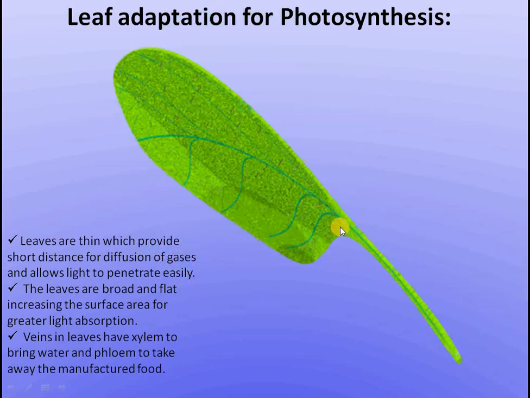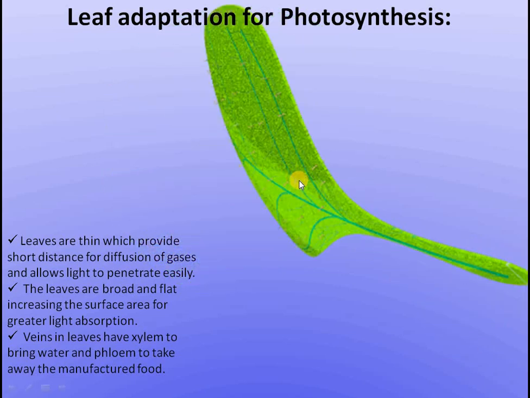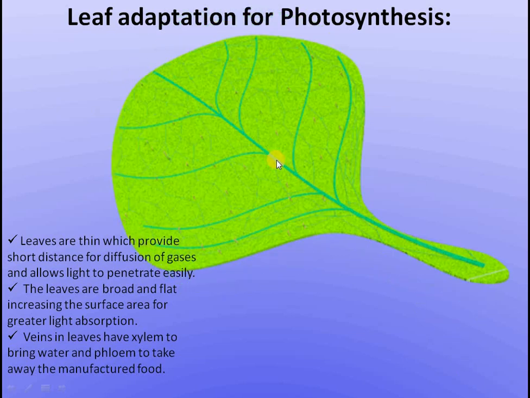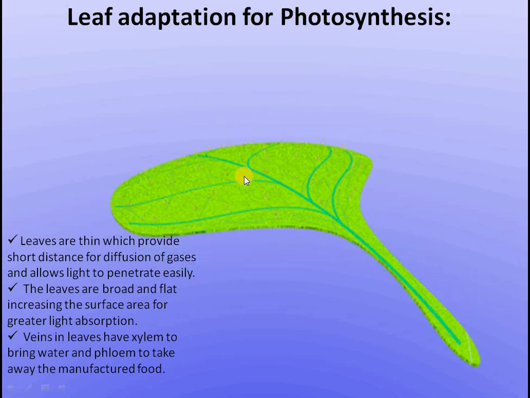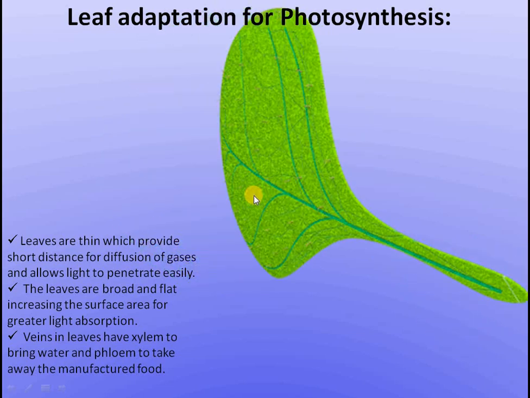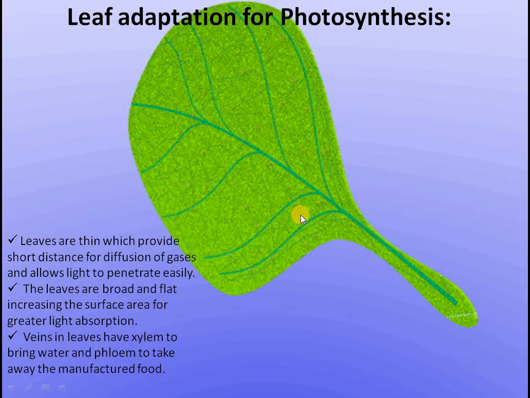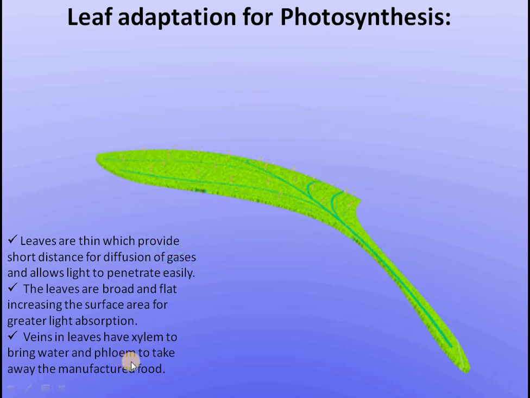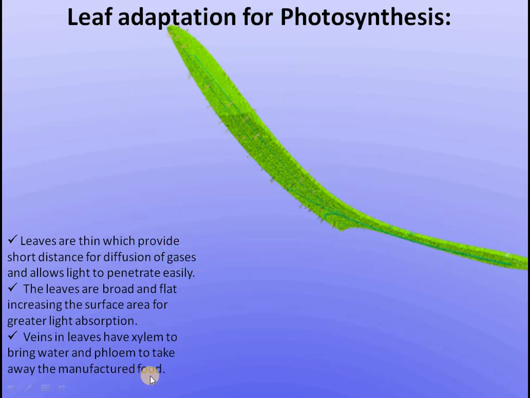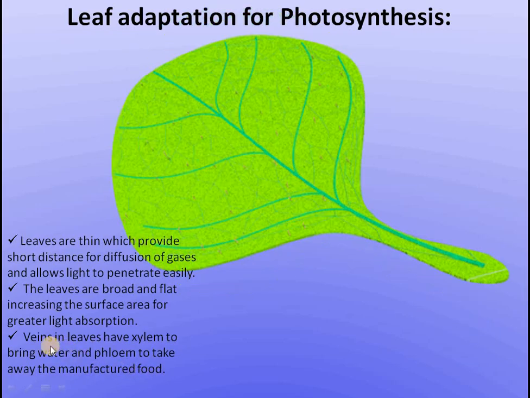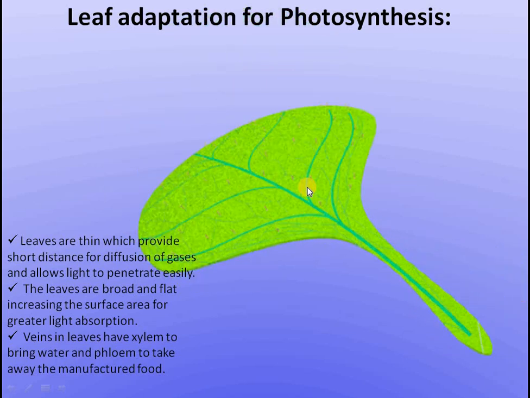And what do these veins contain? These veins contain phloem and xylem. Xylem is something that we have read in chapter 1. These are the hollow continuous tubes that are responsible for transport of water and mineral salts, while phloem is another tube system in the plants which is responsible for the transport of manufactured food. Manufactured food includes amino acid and sucrose. So the veins in the leaf contain both xylem and phloem.